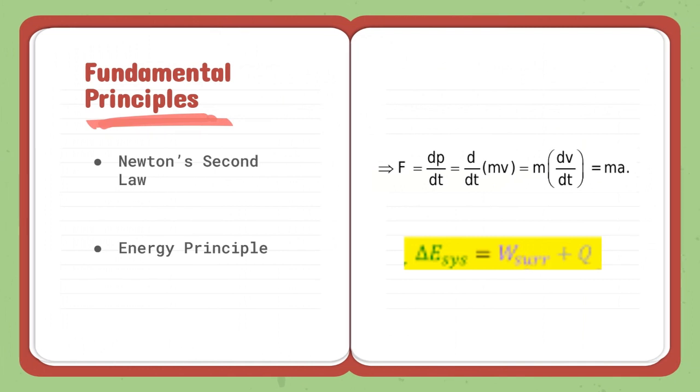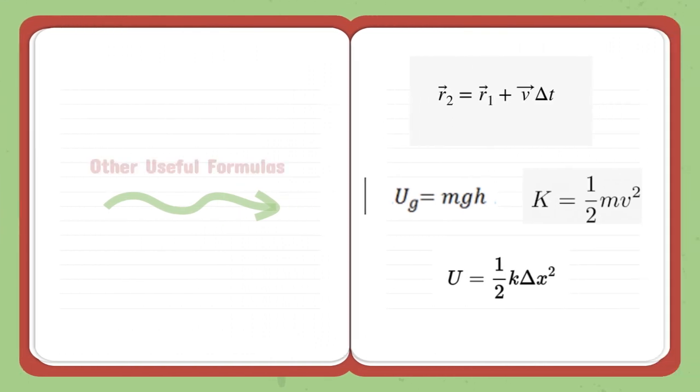And the fundamental principles, as always, Newton's second law. And for this lab, we have the energy principle as well, which states that the change of the energy in the system is equal to the work of the surroundings plus Q. Some other useful formulas that we'll be utilizing: the position update and also the velocity update, the gravitational potential energy, kinetic energy, and the energy of a spring.